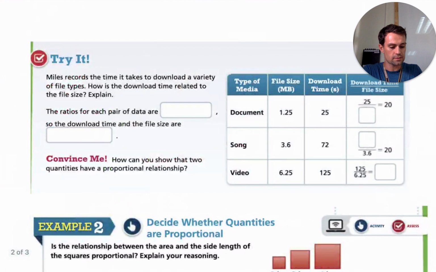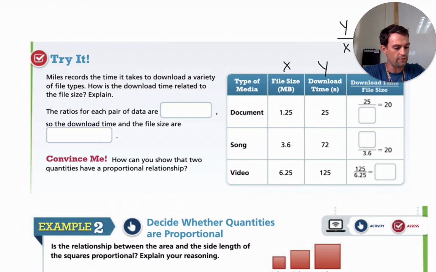Miles records the time it takes to download a variety of file types. How is the download time related to the file size? Explain. Okay, so we have the file size. We have the download time. This is the size, this is the time. So we can have the download time out of the files. And this is our Y, and we will call this our X typically. Okay, the second one will be our Y over X. And we will always have it written as Y out of X. That's just the order that it will be in, okay?